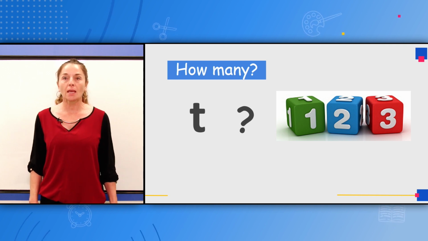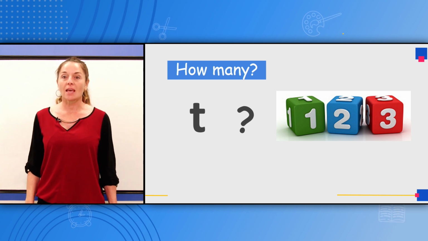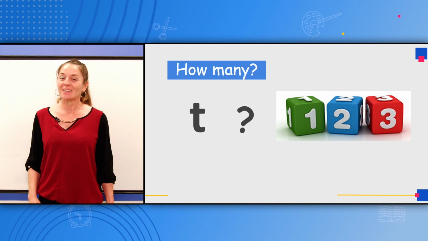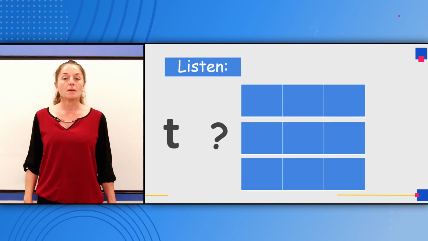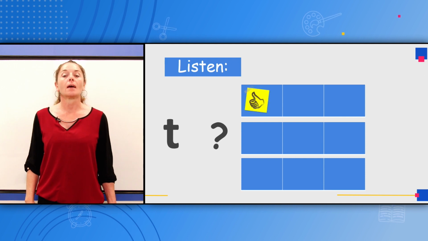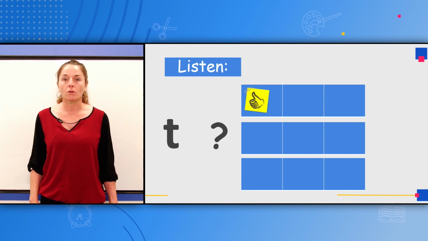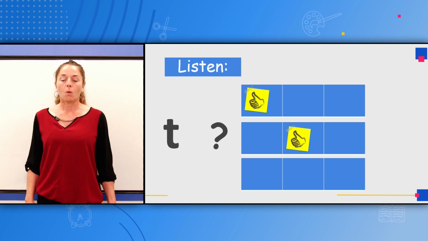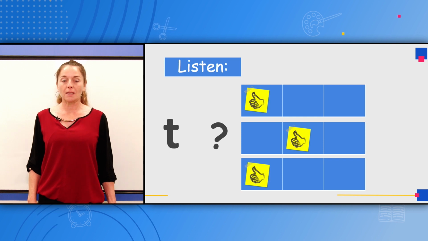Paint. 1. Plant. 1. Table. 1, 2. Okay? Now, where do you hear T? Table. Where? At the beginning. Good. Where do you hear T? Water. In the middle. What about 2? 2. At the beginning.